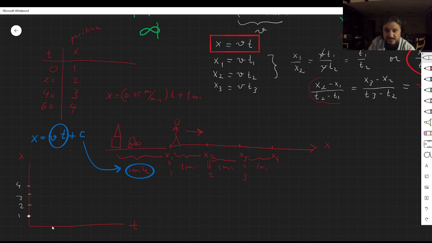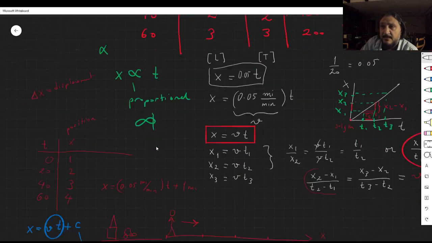The second point, when t is 20, that's when I'm 2 miles away from home, so the point is right there. Similarly, 40 corresponds to 3. And after an hour, these are in minutes, these are in miles. After another 20 minutes, I'll be at 4 miles from home. Okay, this looks different from my first graph, but not too different.